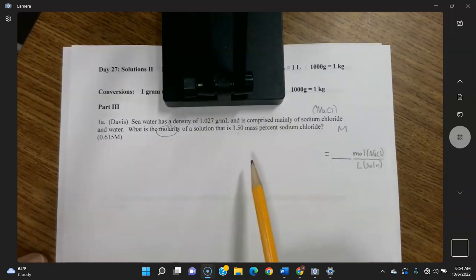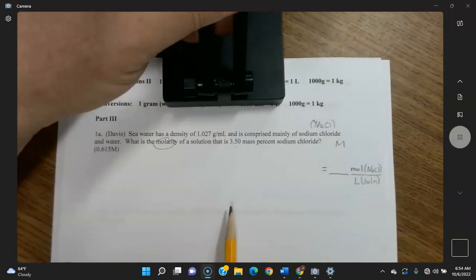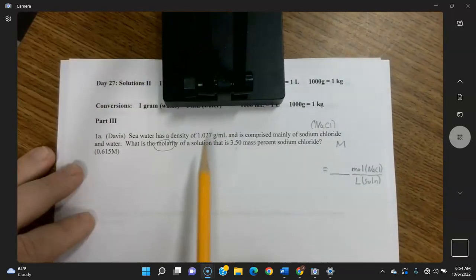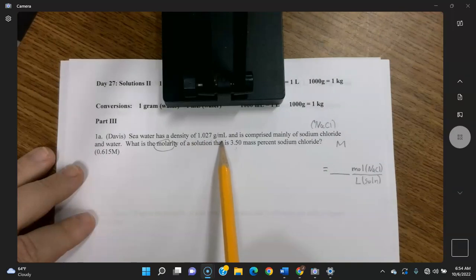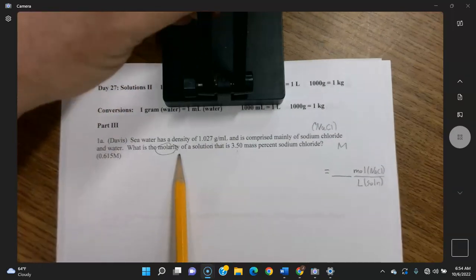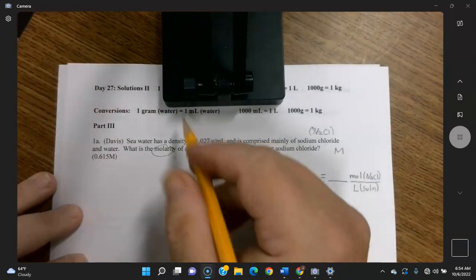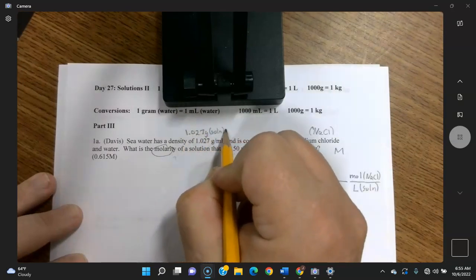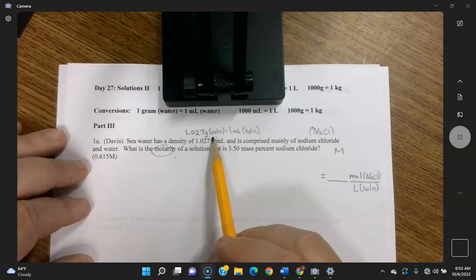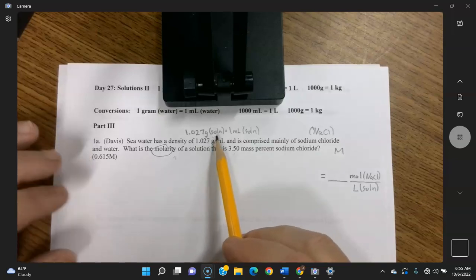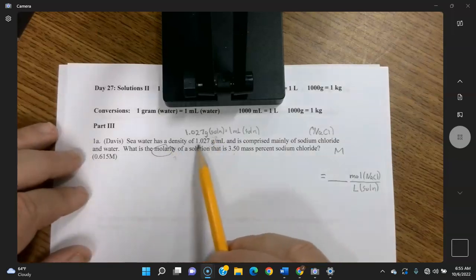Okay, so let's go in order here. We practiced this in the last lesson. How do you deal with the density of 1.027 grams per milliliter? Well, you can write that as an equivalency, okay, and it would look like this. 1.027 grams of solution. Now, let's be sure. How do we know it's solution and not water or NaCl? What says seawater has a density?